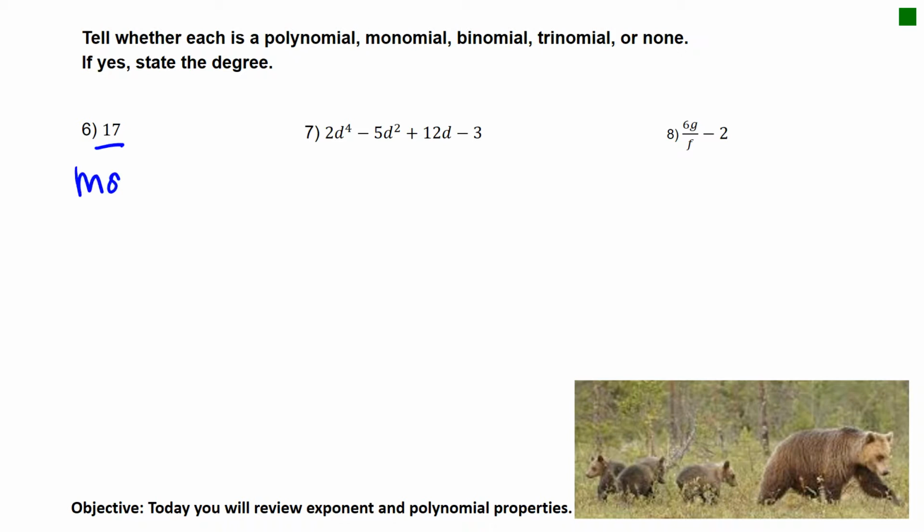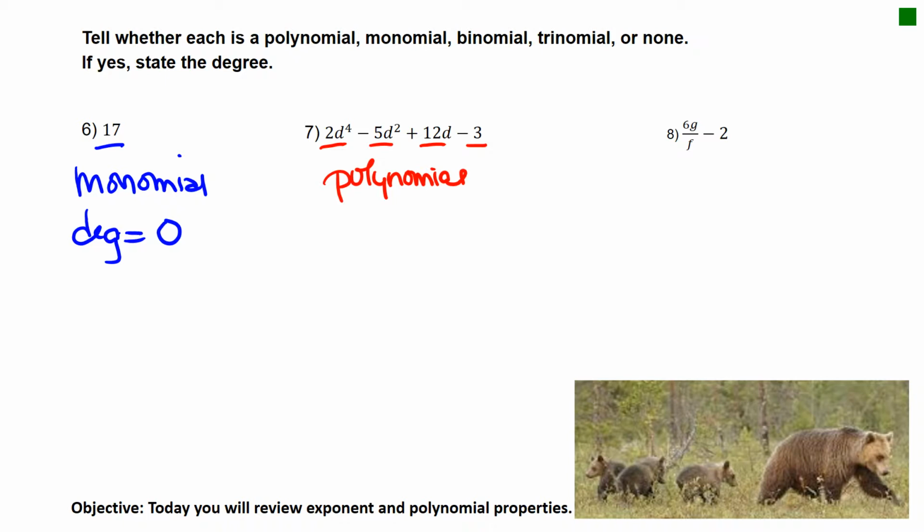This is actually a monomial because there is one term, and the degree here is 0 because there are 0 variables. This one, 1 minus 1 minus, or plus 1 minus. Remember, pluses and minuses separate terms. 4 terms is a polynomial.